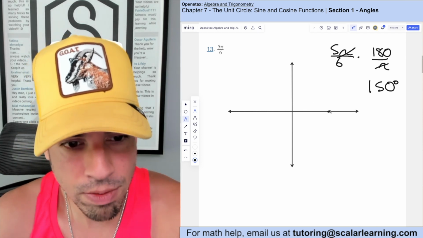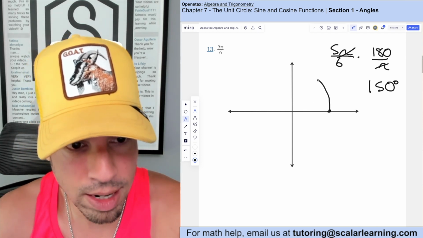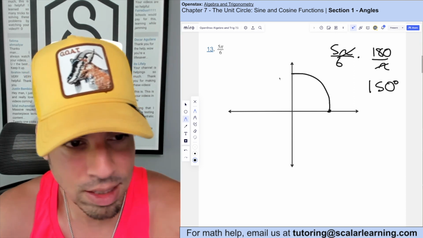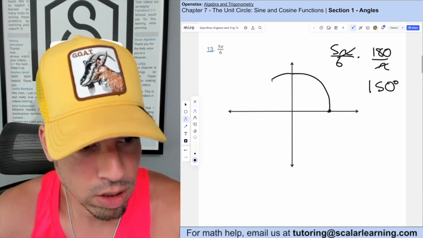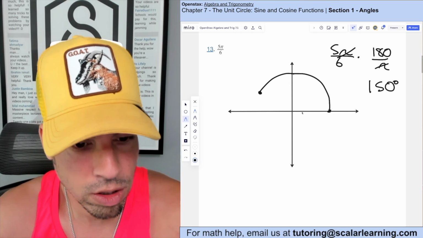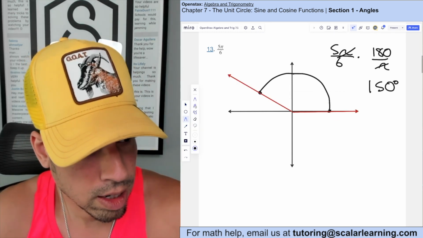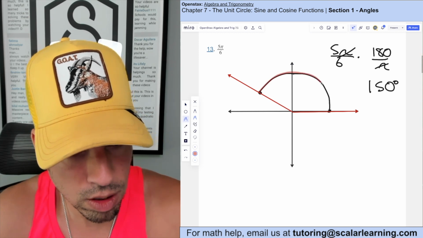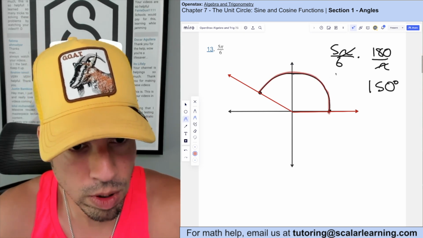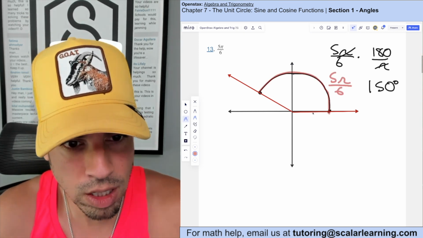So if we think about it from that perspective, here we go 90 degrees, and then we have 60 left over. So then another 60, right? So somewhere around here. So here is the initial side, here is the terminal side, and this measurement in here is the angle, and we'll keep it in radians of 5 pi over 6, done.